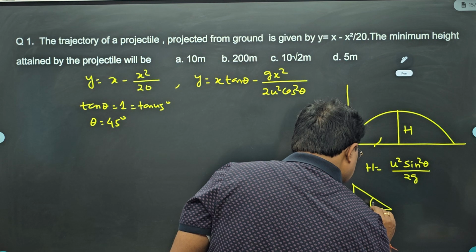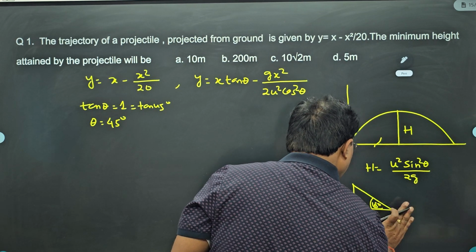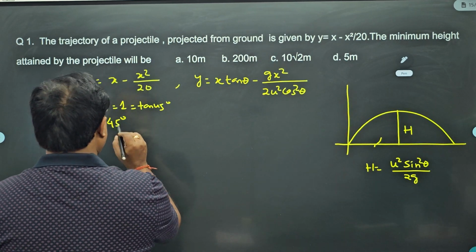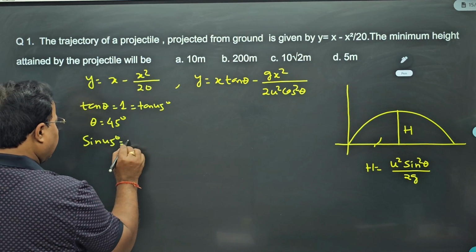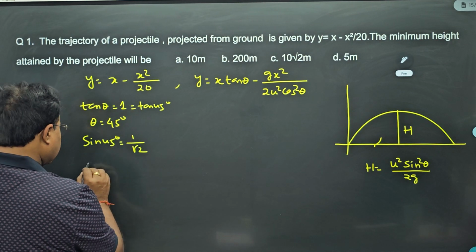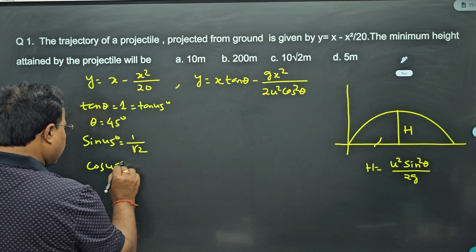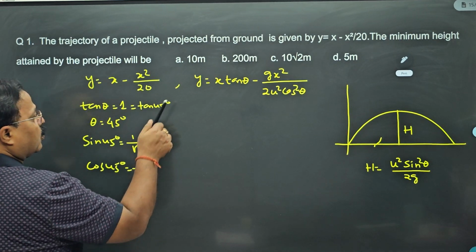tan theta is equal to 1. It is 45 degree. The angle is already found out. What is sine 45 degree? Sine 45 degree is equal to 1 by root 2. What is cos 45 degree? Cos 45 degree is also equal to 1 by root 2.